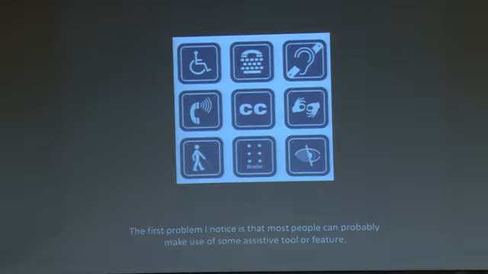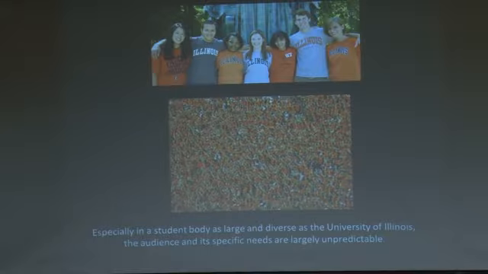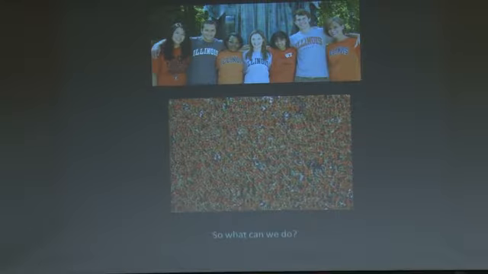The first problem I notice is that most people can probably make use of some assistive tool or feature, but they have no way of getting to it or even knowing that it exists because it is not presented to them as an option. Especially in a student body as large and diverse as the University of Illinois, the audience and its specific needs are largely unpredictable. So what can we do?